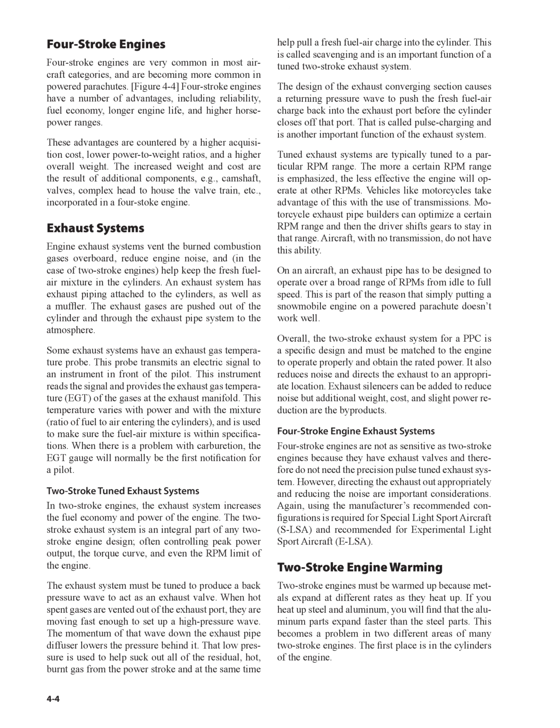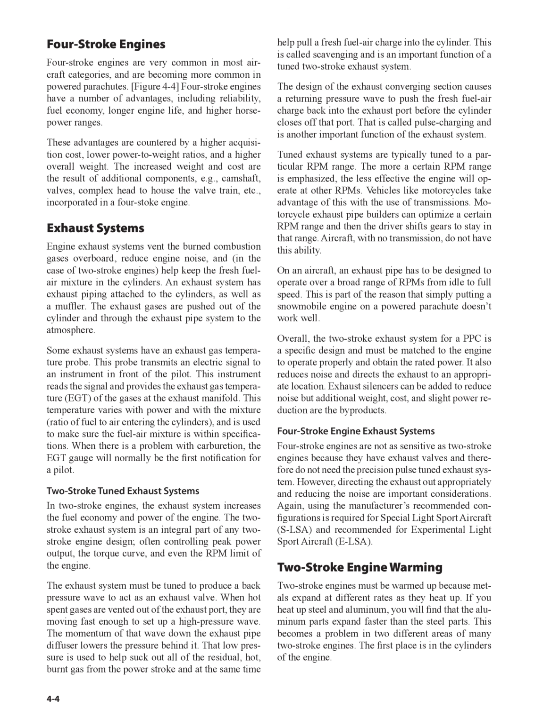When hot spent gases are vented out of the exhaust port, they are moving fast enough to set up a high pressure wave. The momentum of that wave down the exhaust pipe diffuser lowers the pressure behind it. That low pressure is used to help suck out all of the residual, hot burnt gas from the power stroke and at the same time help pull a fresh fuel air charge into the cylinder. This is called scavenging and is an important function of a tuned 2-stroke exhaust system.